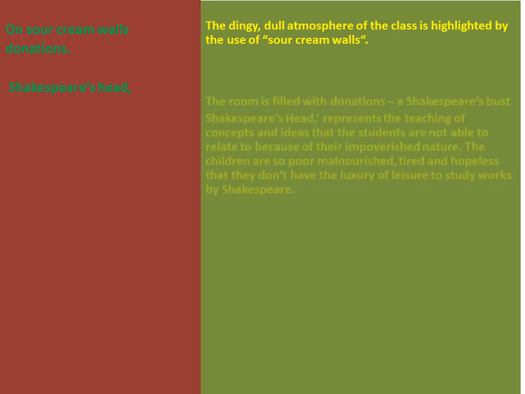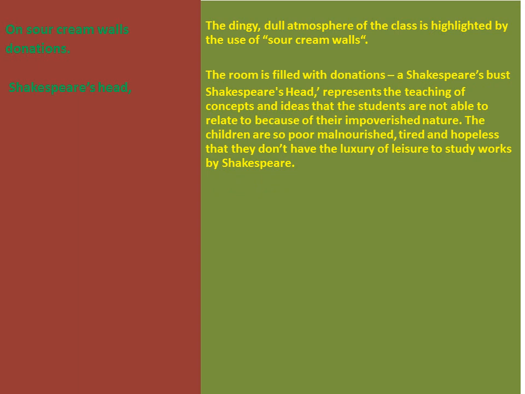Now let's check the line by line explanation, children. On sour cream walls, donations. Sour cream walls are referring to the dingy, dull atmosphere of the class. Donations: what are the donations that the students or the school has got? Shakespeare's head. Now, see children, these donations like Shakespeare's bust or Shakespeare's head represent the teaching of concepts and ideas that the students are not able to relate to. Why aren't they able to relate to it? Because of their impoverished nature. The children are so poor, malnourished, tired and hopeless that they don't have the luxury of leisure to study works of Shakespeare.